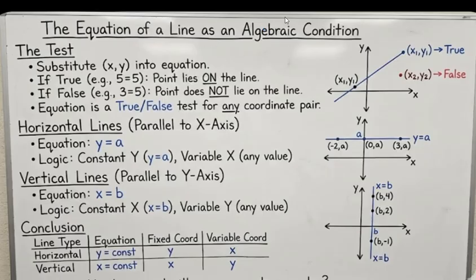If you take all those sets of points which satisfy that algebraic condition and draw them on a graph, you get that particular line.